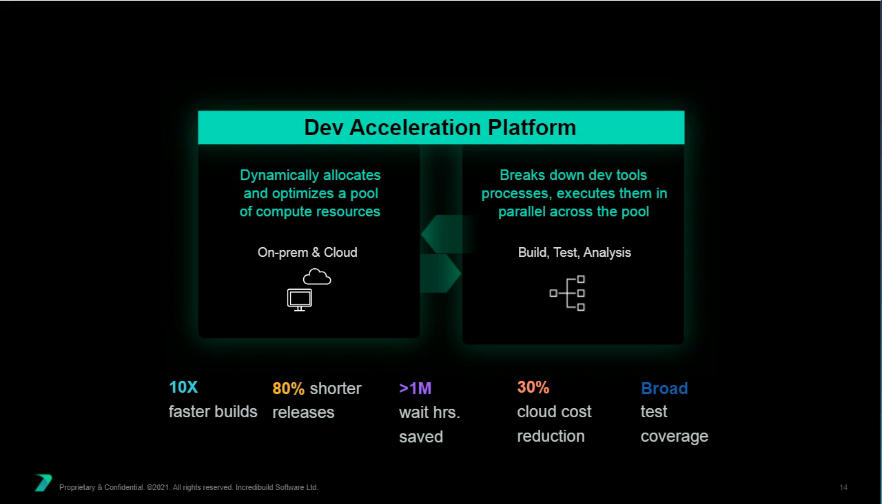So let's start with what is a dev acceleration platform. Right here, what we're looking at is these two pillars. On the left side, what we do first is we dynamically and optimally allocate the best pool of resources that you have, because really that's where it starts. You need to know what is the compute power that you have currently available in your organization. And that works both on-prem and also in the cloud, bursting to the cloud or full cloud.